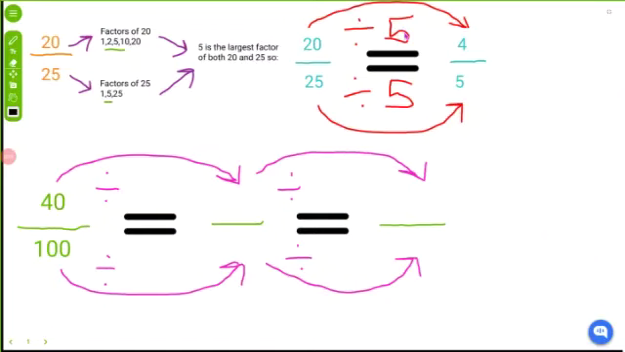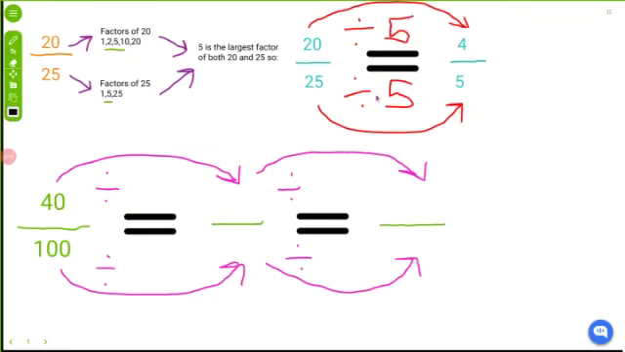So if we do our 5 times table, we can see how many 5s gets us to 20. Are you ready to do your 5 times table? Let's go. 5, 10, 15, 20. So that is 4. So 4 goes here because we're simplifying 20. So it's 20 divided by 5 is 4.